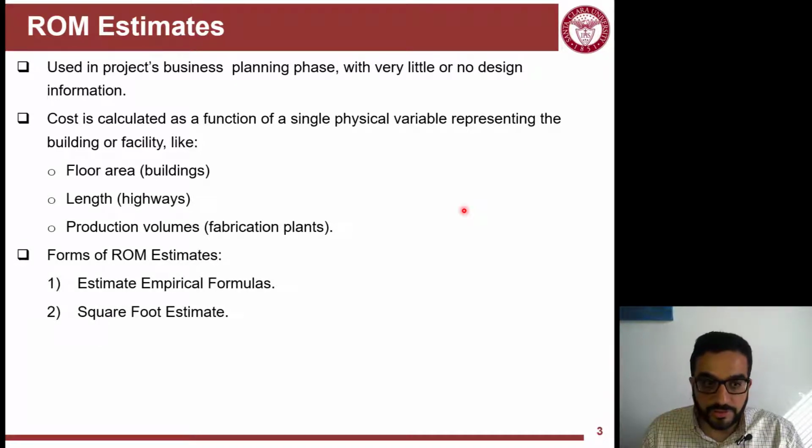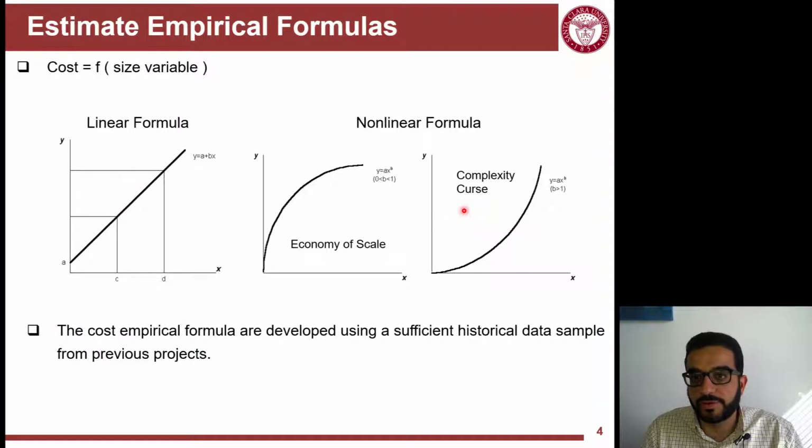I can look at it from two different ways of developing rough order of magnitude. The first one is an empirical formula, a function that can change over different ranges or have a specific trend, or a very basic square foot estimate. So we'll see each one of these approaches to develop rough order of magnitude estimates.